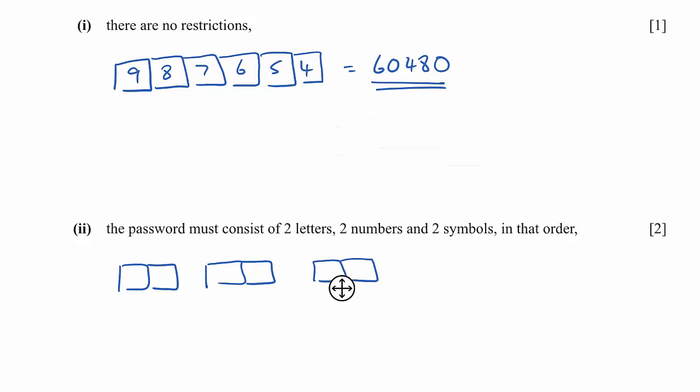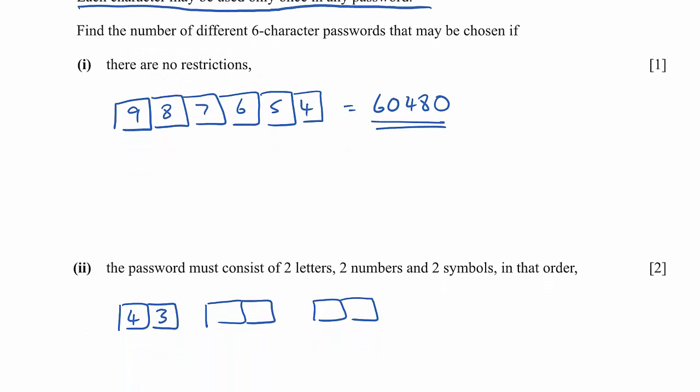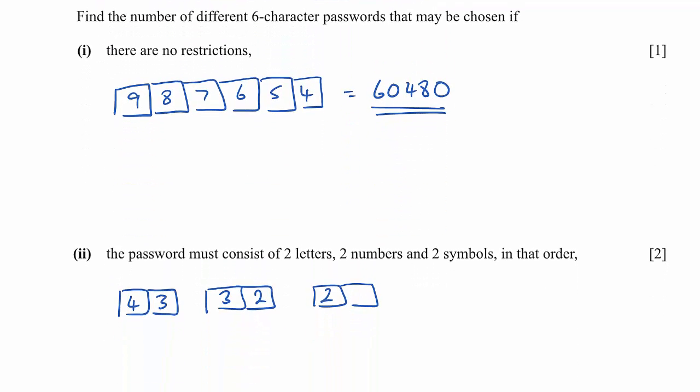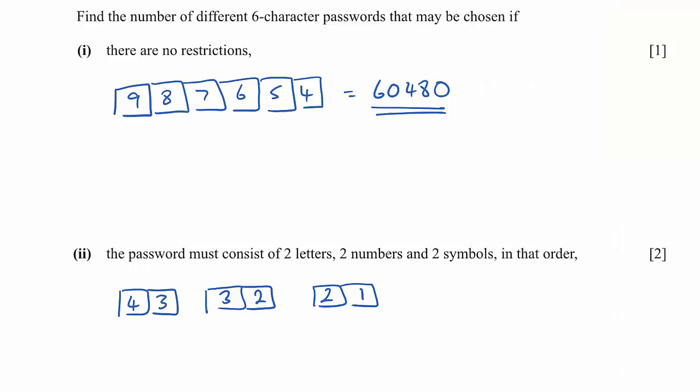So the number of ways that we could choose the first one is 4, and then that would leave us 3 choices for the second one. Then the numbers with 3 of those. So 3 choices for the first one and then 2 for the second. And then for the symbols, there's just 2 of those. So let's just check, there was just 2. Yeah, there's 2 of those. So that's 2, 1. So what we have is 12 times 6 times 2. And that means we've got 144.